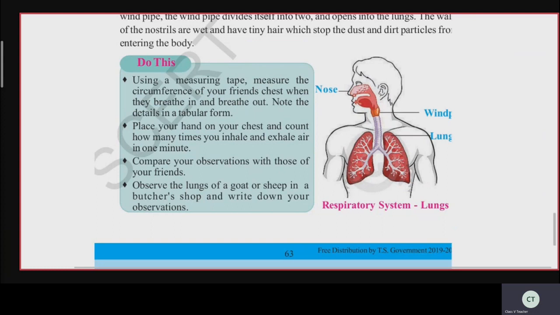Observe the lungs of a goat or sheep in a butcher shop and write down your observation. You can go to any butcher shop, that means a mutton shop. You go and see the sheep or goat lungs, how they are and what the shape of the lungs is. See the shape of the lungs, children, here. Can you see? Yes. What are the tiny things? Those are called nerves. Okay.